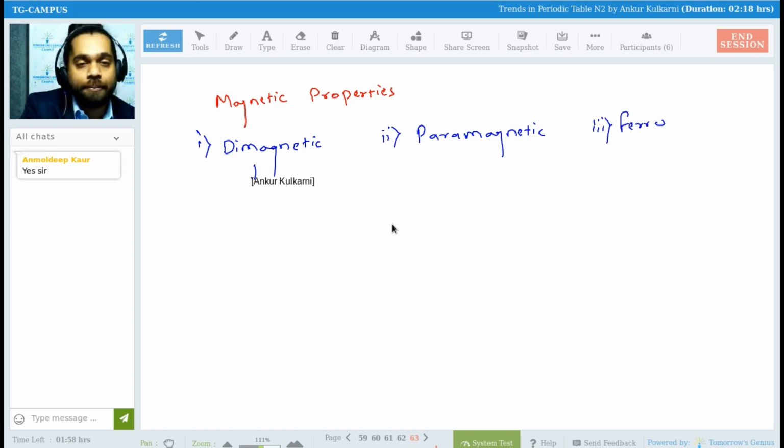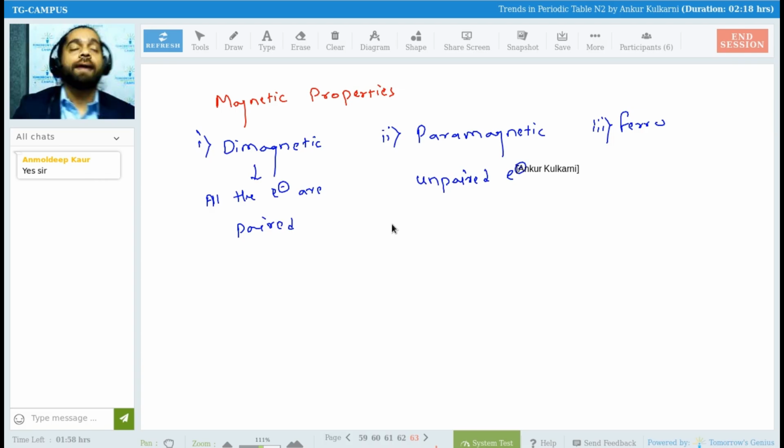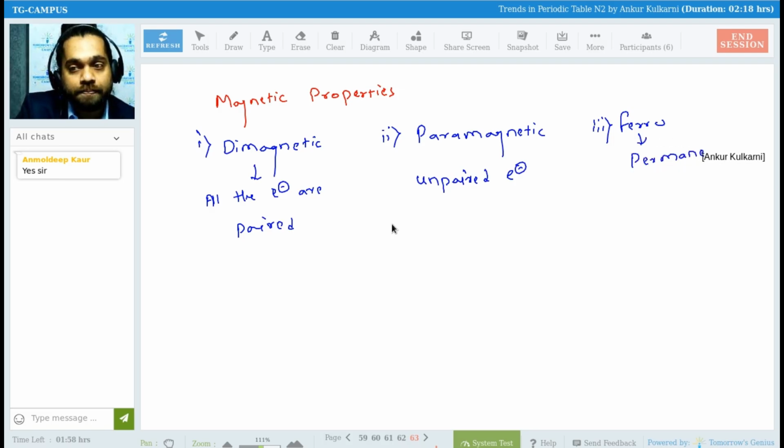So diamagnetic means all the electrons are paired. In paramagnetic, there are some unpaired electrons. That is paramagnetic. Ferromagnetic, write it down, it is a permanent magnet.